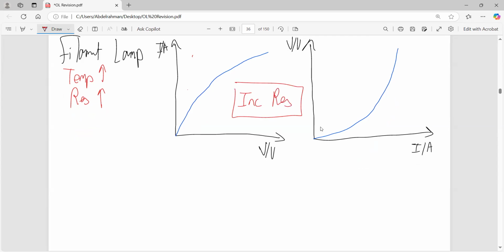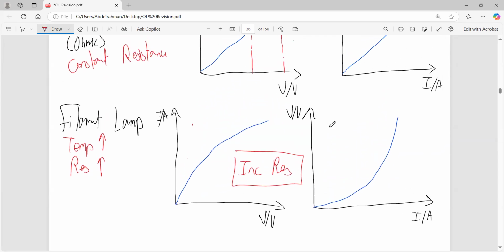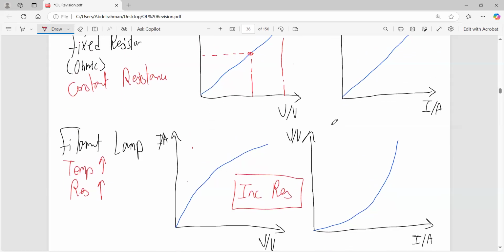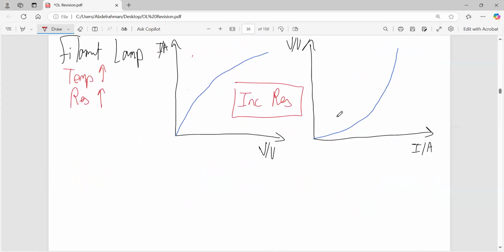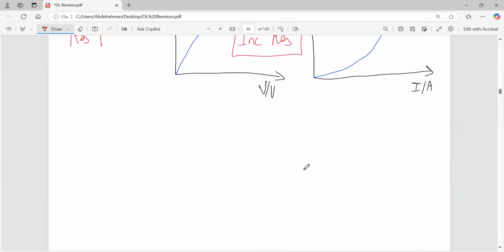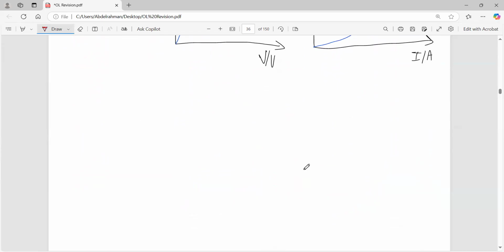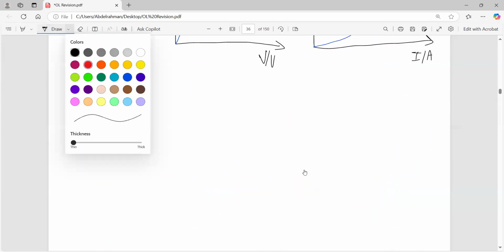It's very important to understand the difference between a filament lamp and a fixed resistor. A fixed resistor has a constant resistance, while the filament lamp has an increasing resistance. What if we have, let's say, a diode? A diode only passes the current in one direction.